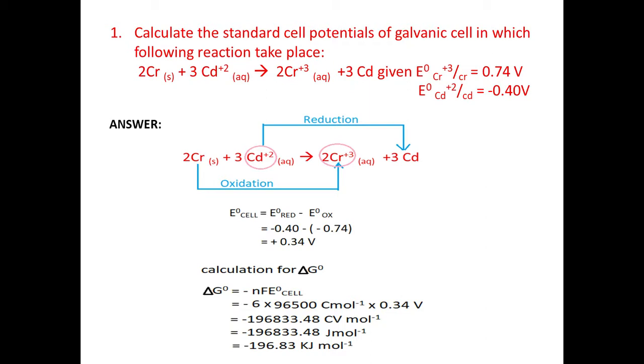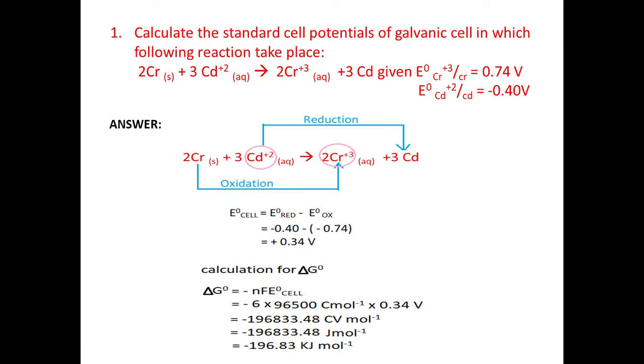That positive sign indicates that the reaction is feasible and the cell exists, and this cell acts as a galvanic or electrochemical cell. The output voltage of this cell is 0.34 volt. So we solve half of the question in such a way.